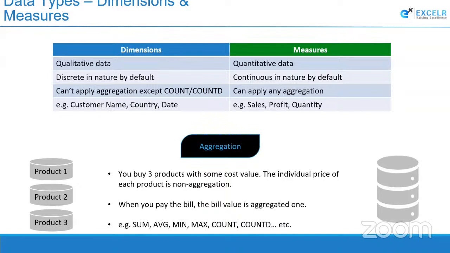I repeat again, dimensions are characteristics. You cannot apply aggregation functions to them. They are discrete in nature, whereas quantitative fields are continuous in nature. You can apply any aggregation function like sum of profit, average of profit, minimum of sales, total quantity, that is sum of quantity, and so on.